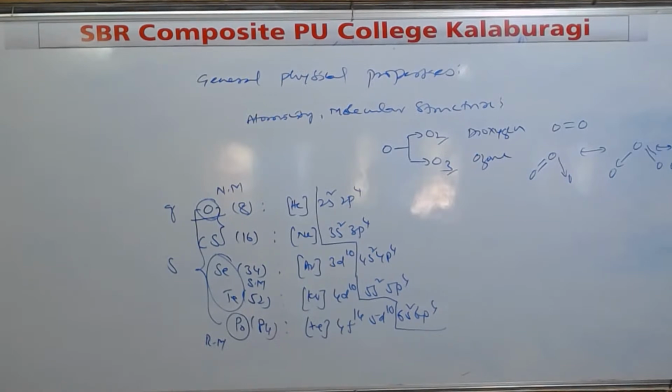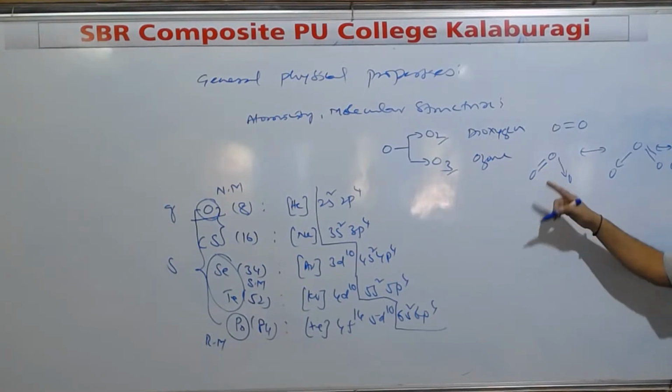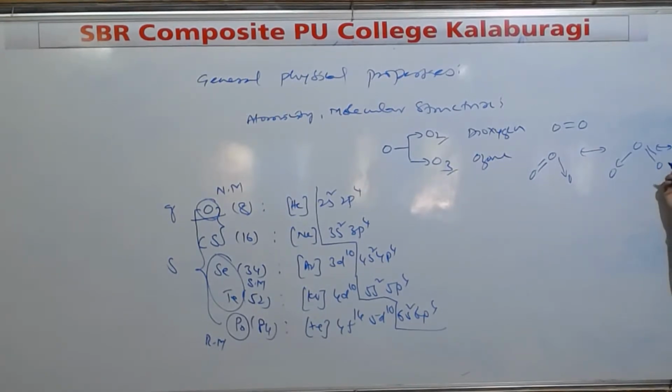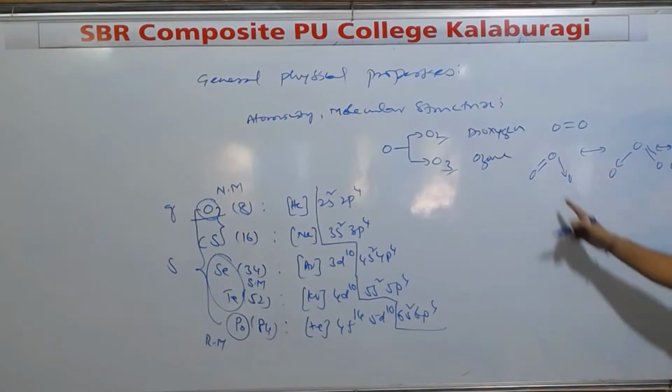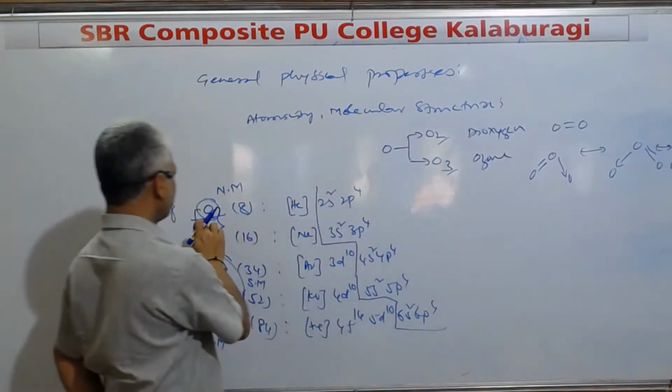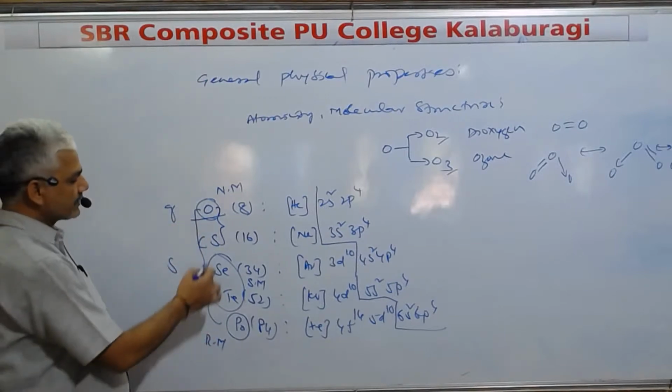So is this structure correct, or this structure? None is correct. Suppose this is correct, then one should be having a double bond. A double bond is always shorter than a single bond. But the practically observed thing is both have equal bond length. Why equal bond length? Because ozone exists as a resonance hybrid of these two canonical forms. So the overall structure of ozone will be called angular. That is regarding oxygen. What about sulfur?